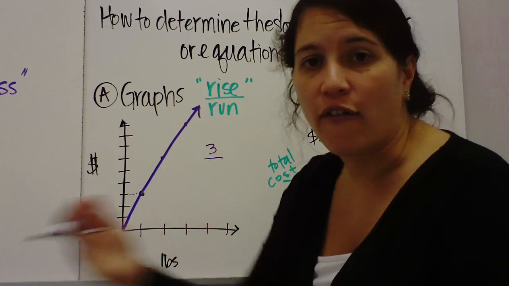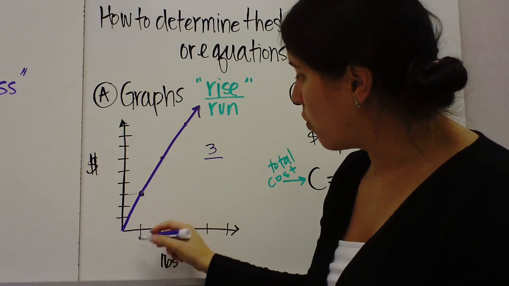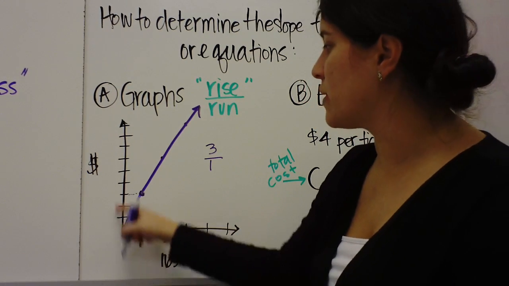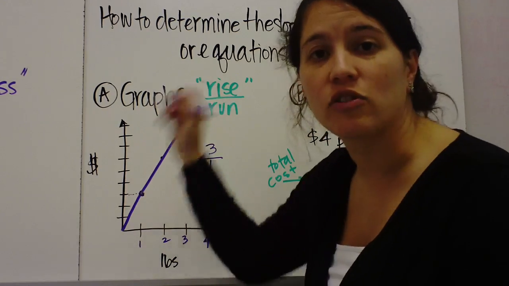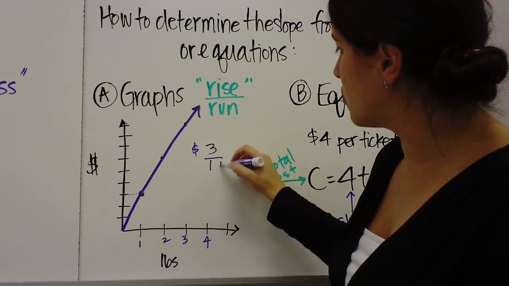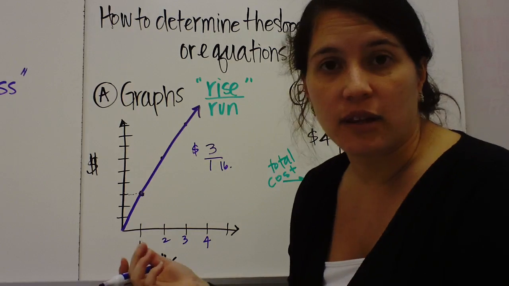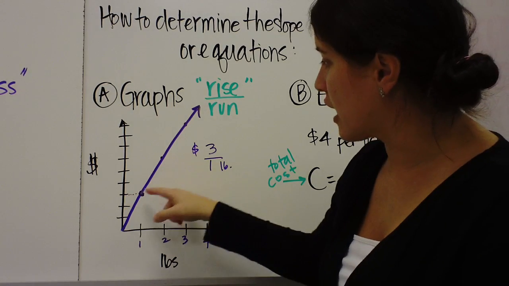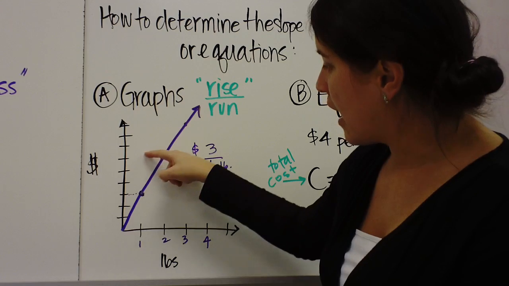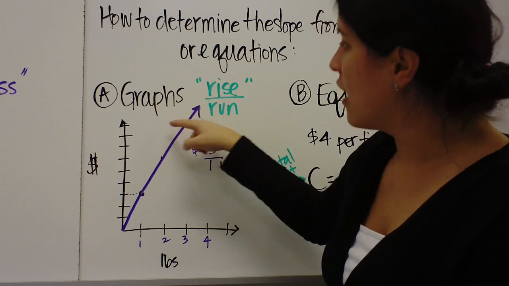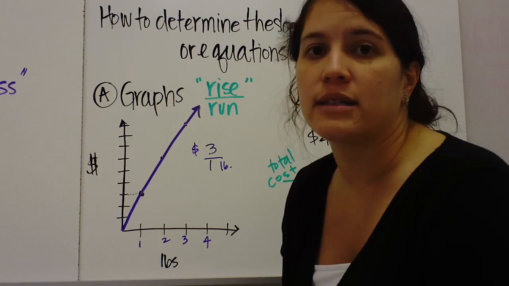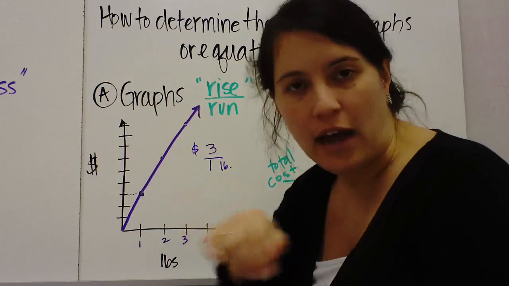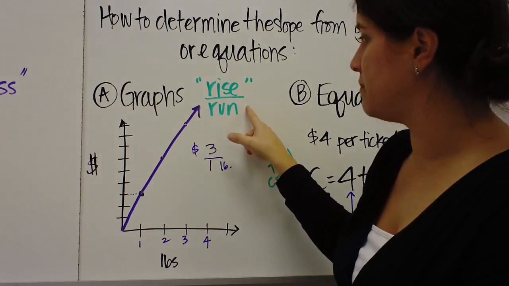My run is how far over I counted. I counted over 1. So my slope is 3 over 1. In this particular graph, it would mean $3 to 1 pound of something. I could also go from here to here, and count up 3, 1, 2, 3, and then over 1. The slope is always going to be the same: up and then over, or maybe down and over, but always rise over run.